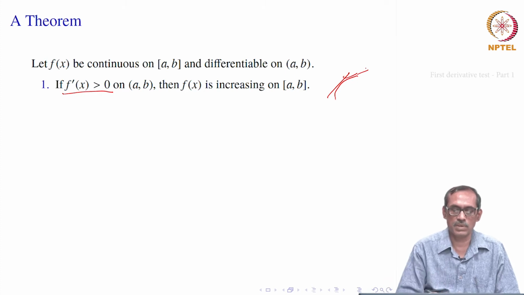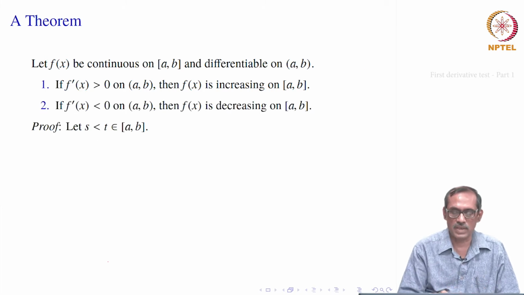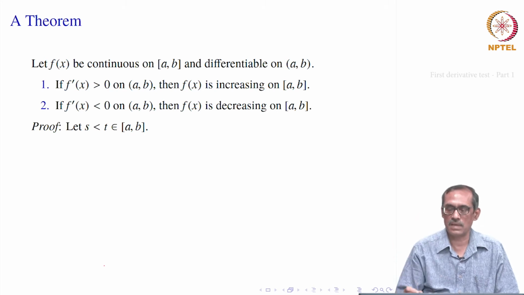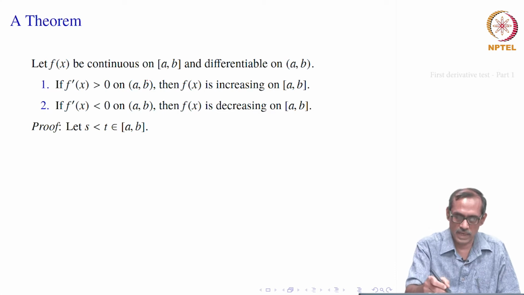So, that is intuitively what we will see. And if f prime x is less than 0 on [a, b], then f of x will be decreasing on the closed interval [a, b]. So, let us take, say, 1. How do we prove 1?